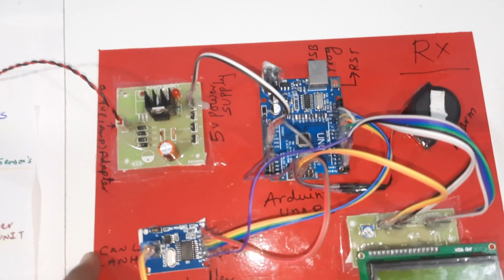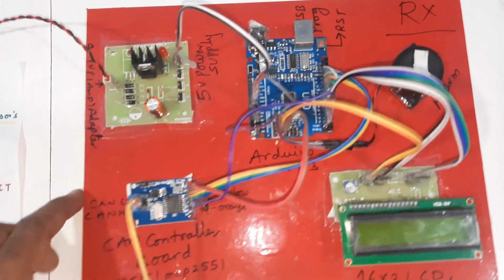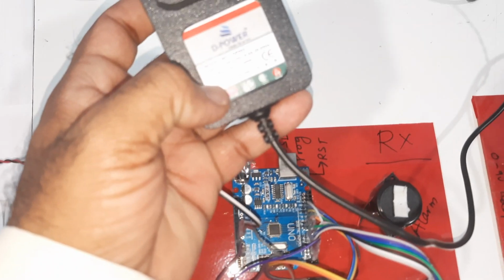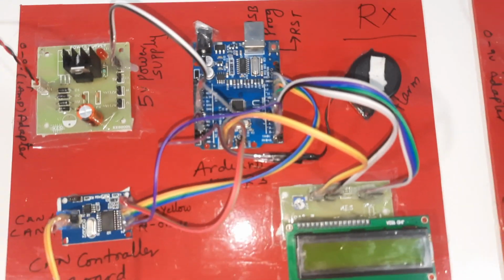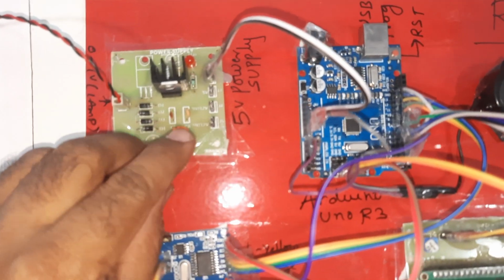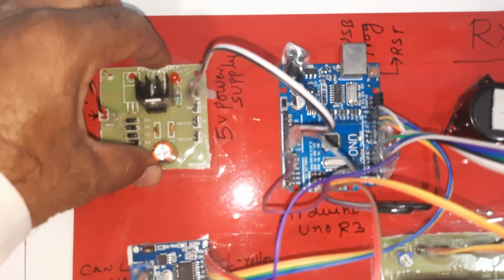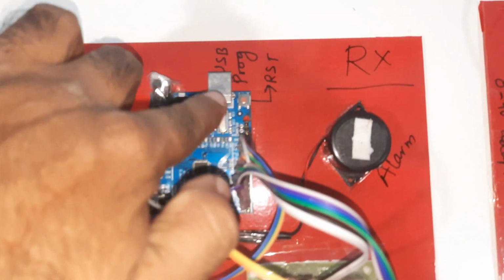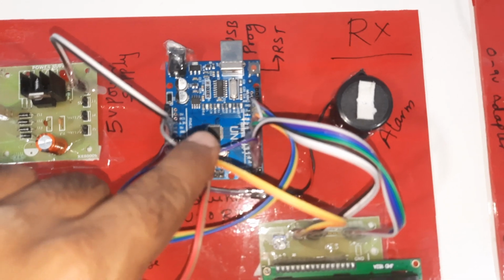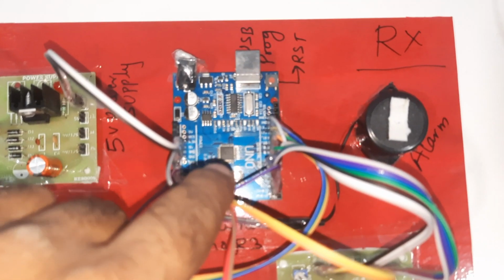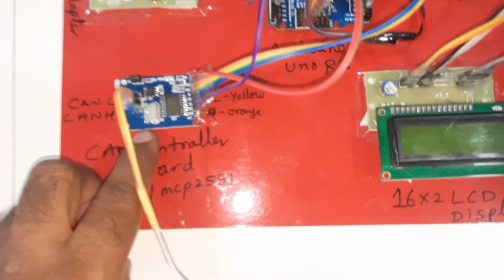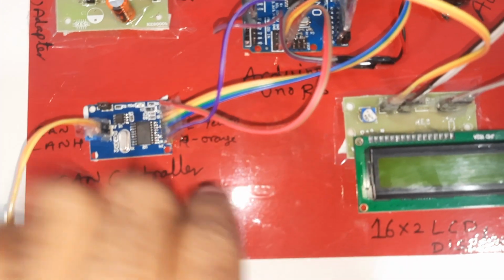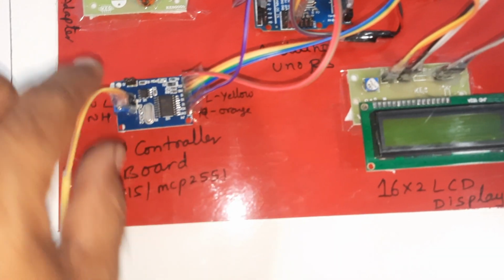Let us come into the hardware part, and this is the receiver part. Here we are using a 0 to 9 volts adapter power source, connected to the bridge rectifier, filter capacitor, 7805 regulator, one LED, 5 volts power supply module, Arduino Uno R3 board, reset button, USB programming, ATmega328 microcontroller IC board, and CAN controller board. CAN high is connected to the orange pin, CAN low to the yellow pin.